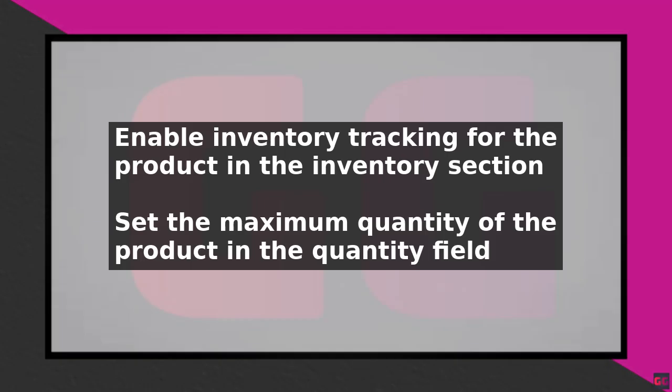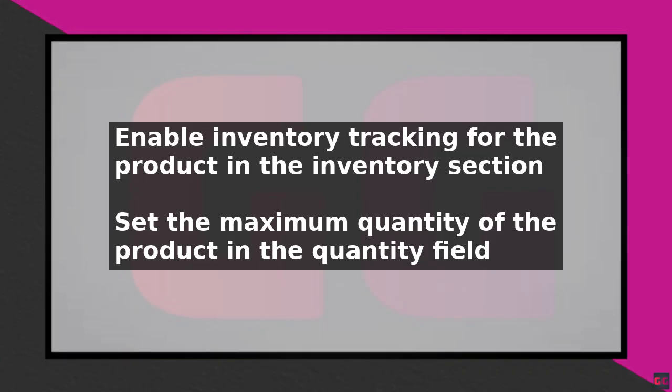Next, enter the quantity of the product you have in stock in the quantity field. This will be the maximum number of units that can be purchased by customers. To set a minimum or maximum quantity for a specific product variant, click on the Edit Variants button and select the variant you want to limit. Enter the minimum or maximum quantity allowed for that variant.